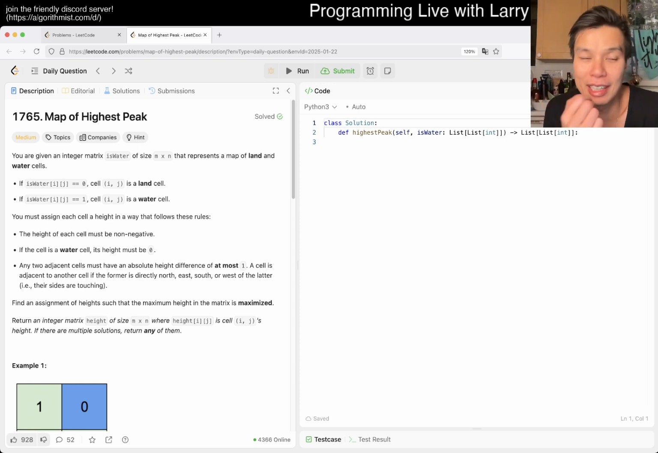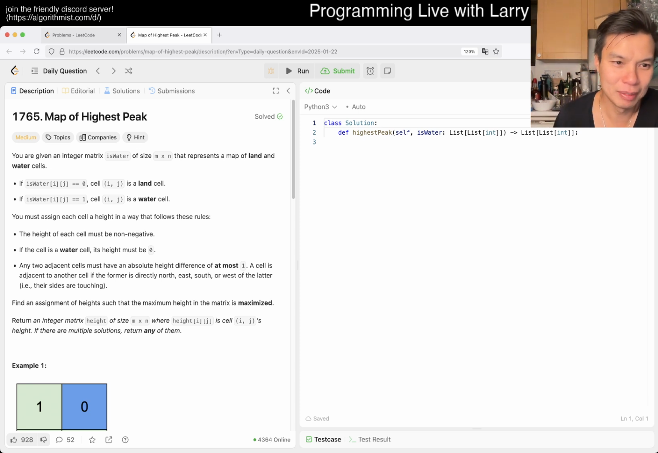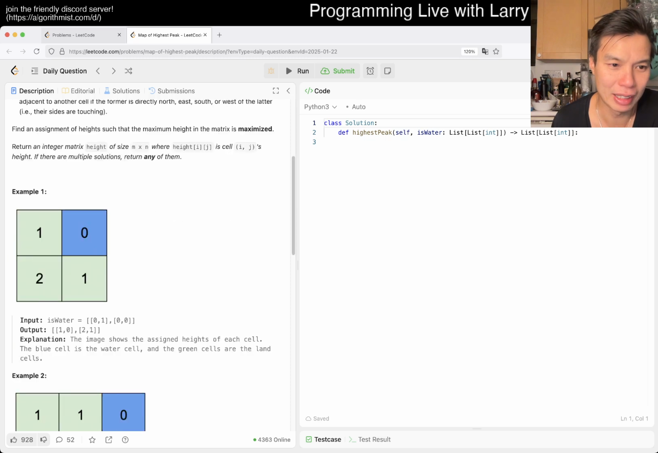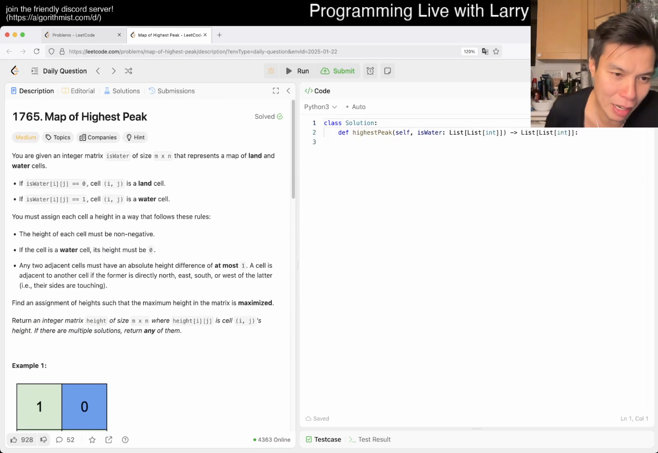Anyway, let's take a look at today's problem. We have 1765, Map of Highest Peak. You're given an isWater matrix, R times C. 0 is land, 1 is water. You must assign each cell a height such that the height of each cell is non-negative. If the cell is water, its height is 0, and adjacent cells differ in height by at most 1, and you want to maximize the height. I mean, this is just binary search, right?